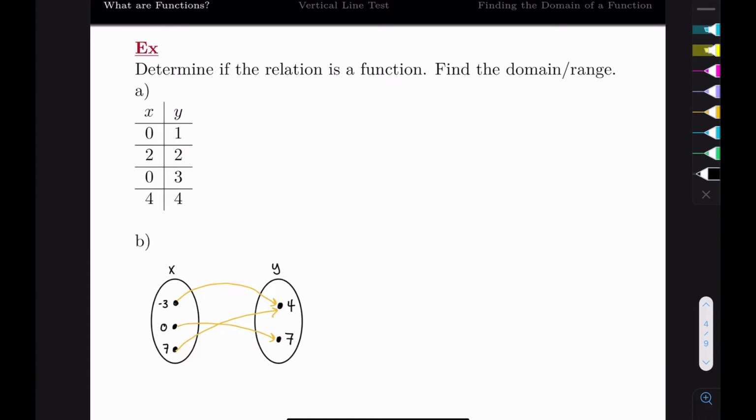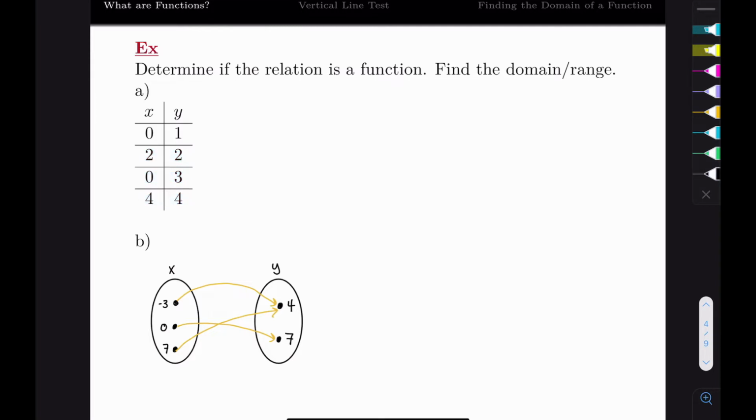So for our very first problem, we have a chart and we have a bunch of x values, which again are the input, and then they have corresponding y values. So this point here has an x value of 0, a y value of 1. And the next one, you'd be able to make the coordinate pair 2, 2. This would be 0, 3, and this would be 4, 4.